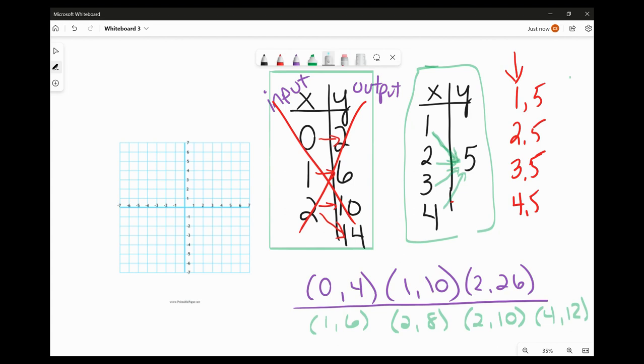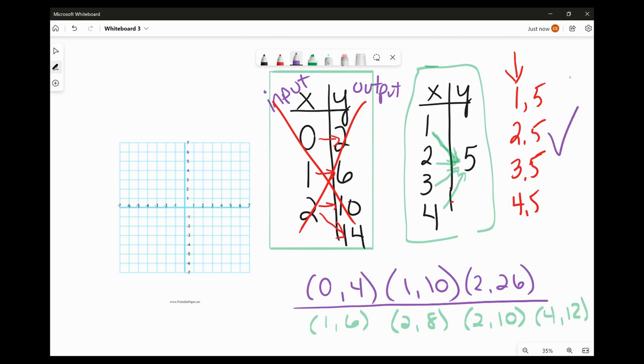1, again, 1 only has one output, it's 5. 2 only has one output, it's 5. 3 only has one output, and so on. It doesn't matter that they have the same output, but what matters is that the input only has that one output. So this is a function.